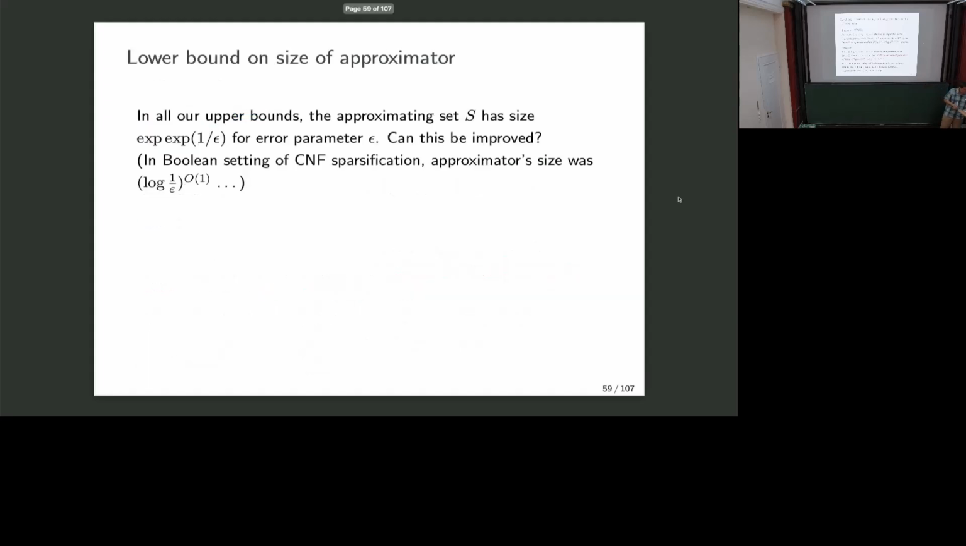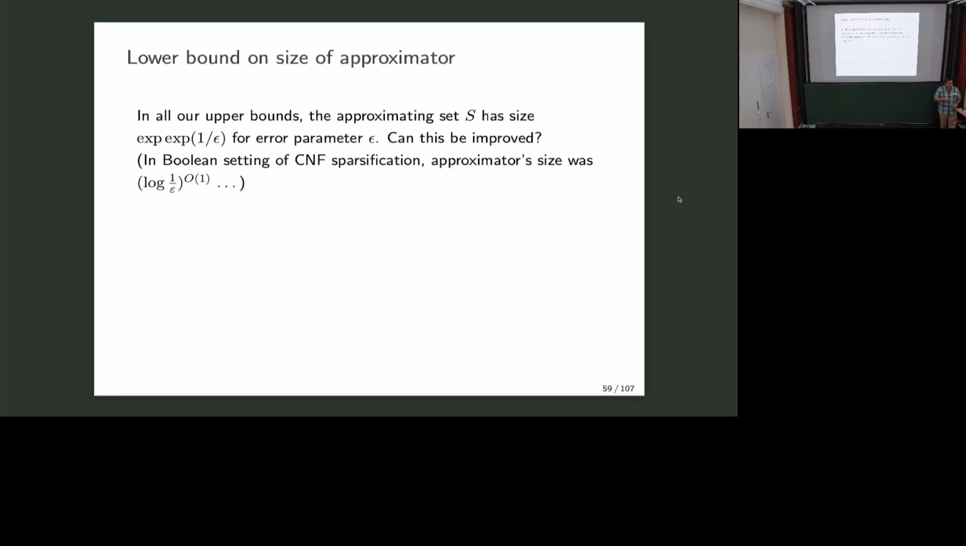Okay? Let me say just a little bit about the quantitative aspect of the result, and then I'll spend the rest of the talk telling you something about ingredients in the proof. So we've been seeing slide after slide, the size of our approximating sets are always 2 to the 2 to the something, 2 to the 2 to the 1 over epsilon, 2 to the 2 to the 1 over epsilon cubed, whatever. Doesn't look that great, right? Maybe we can improve this quantitative bound. Is this bound good? Is it not so good?